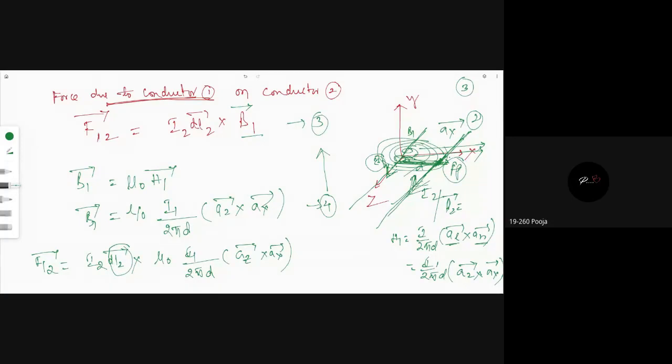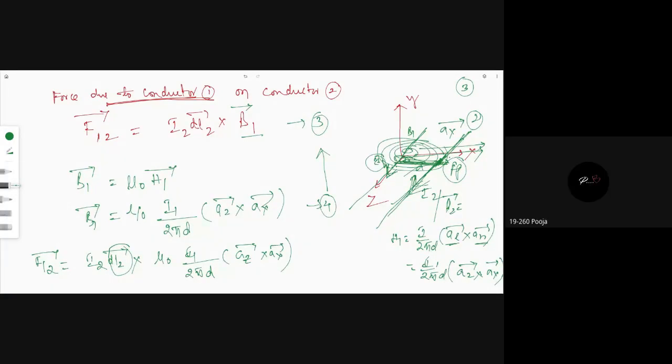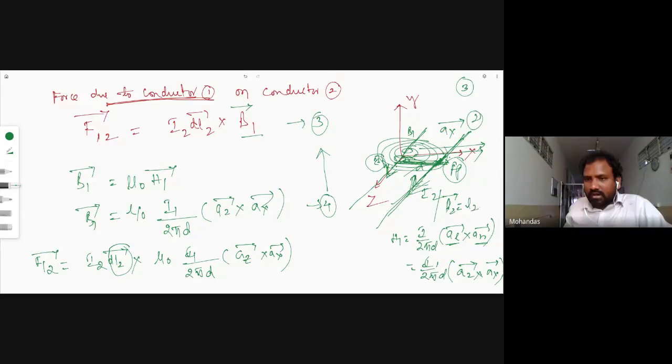Sir, tell me this L2 here. L2 AZ. Very good. L2 AZ because this differential length is in the positive z axis, so you have to write L2 into AZ. So let us write I2 L2 AZ cross this value. Let me write these things separately in the next sheet.